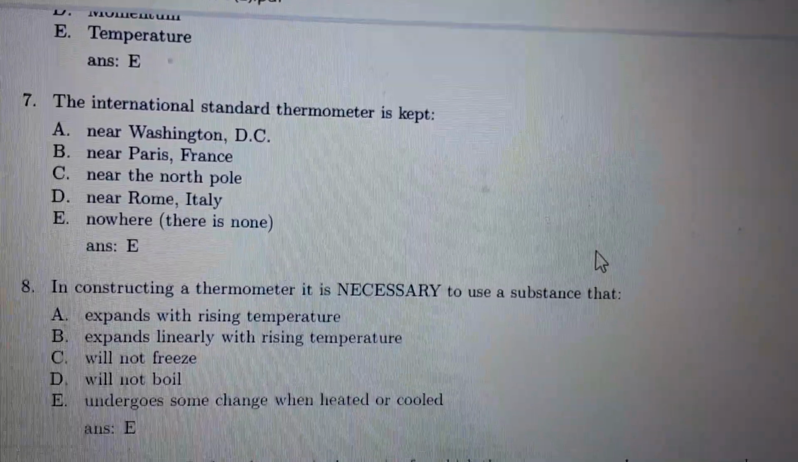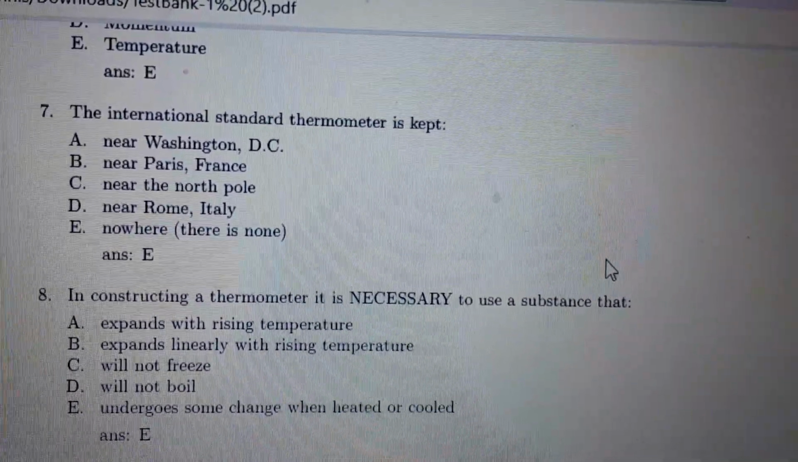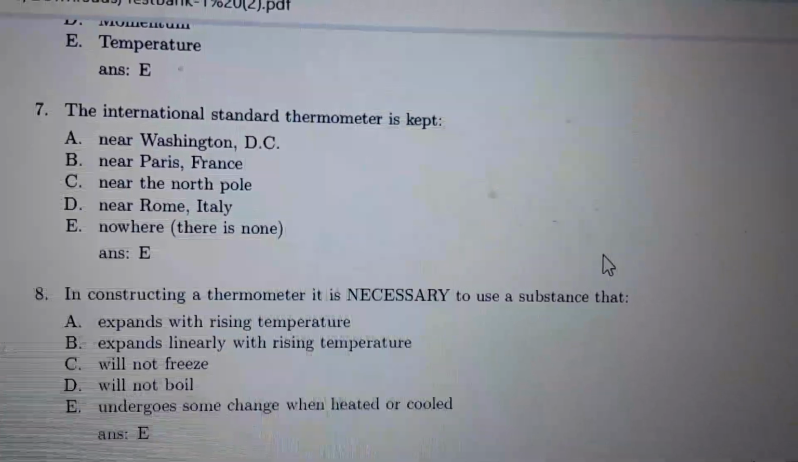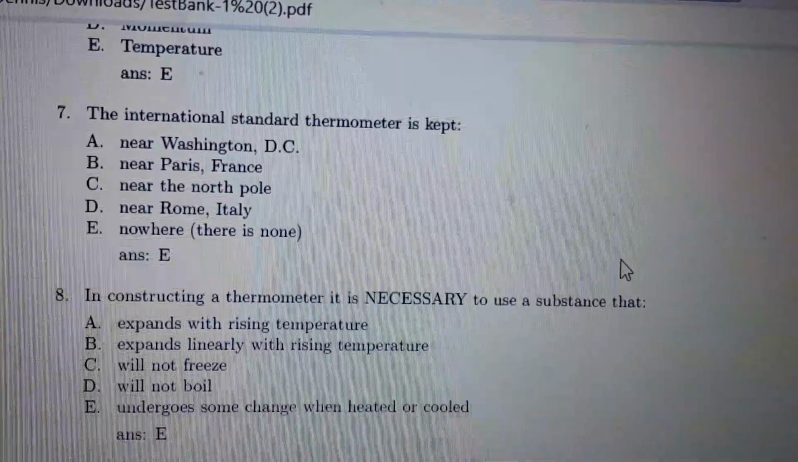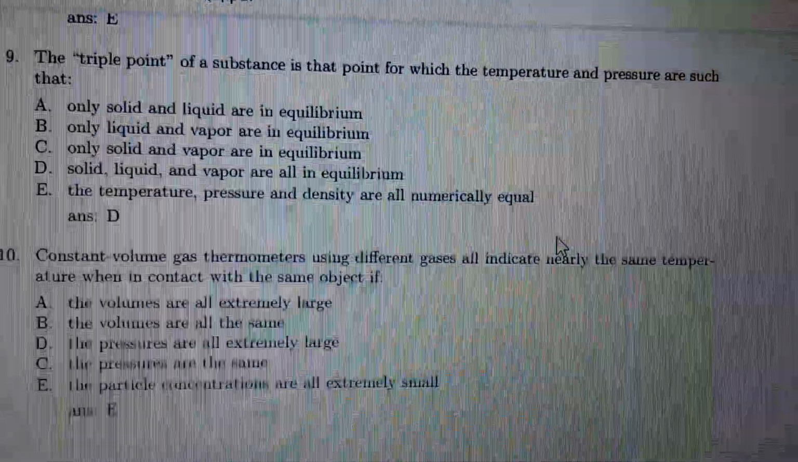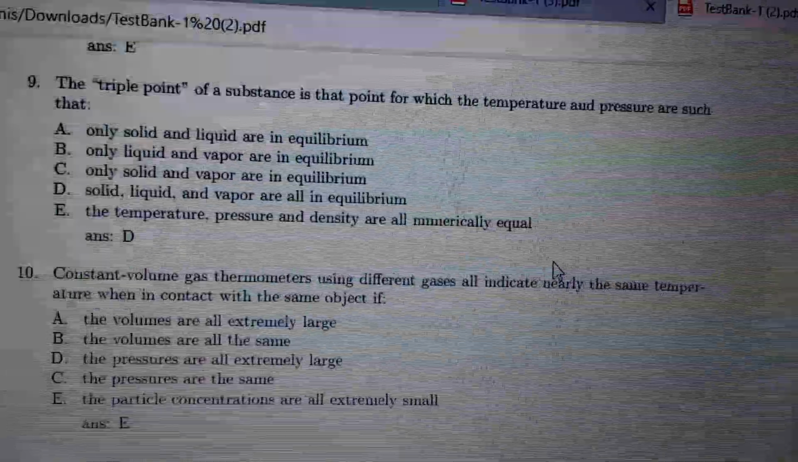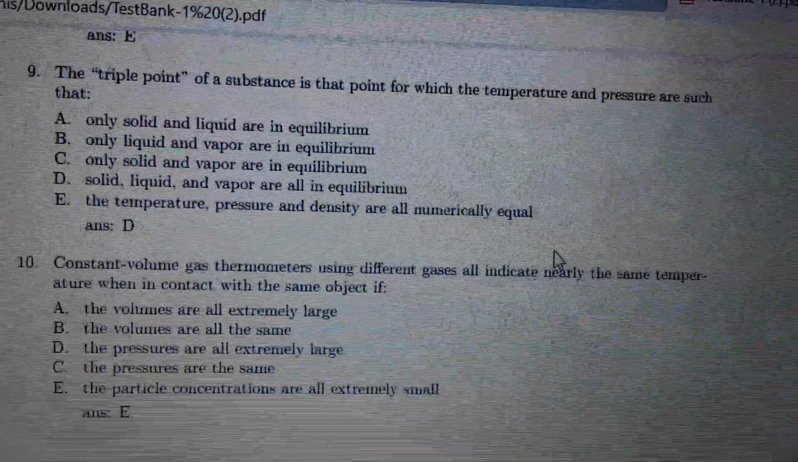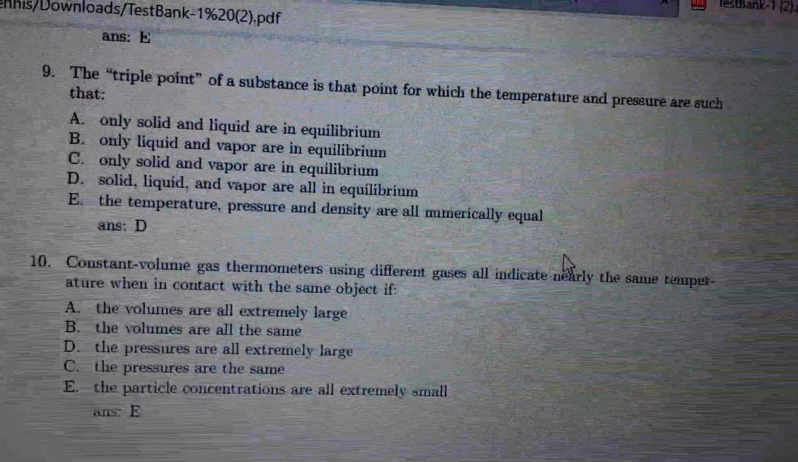When constructing a thermometer, it is necessary to use a substance that undergoes some change when heated or cooled. The triple point of a substance is that point for which temperature and pressure are such that solid, liquid, and vapor are all in equilibrium. So the answer is D.